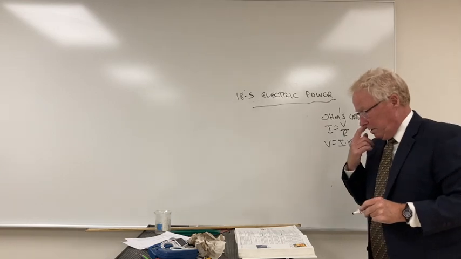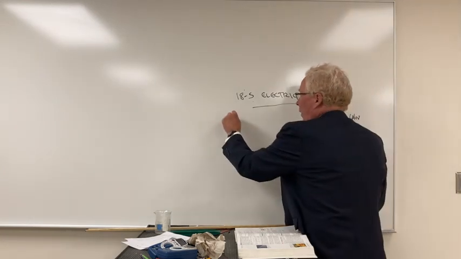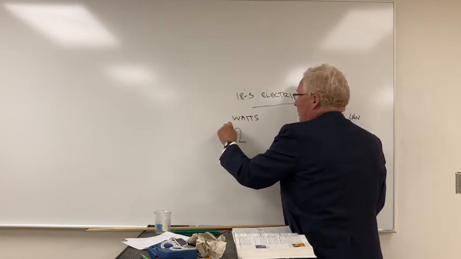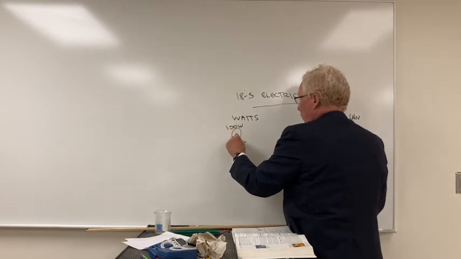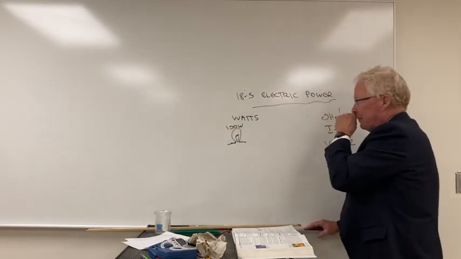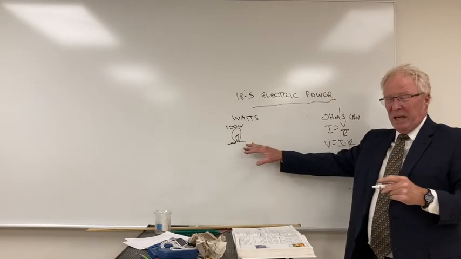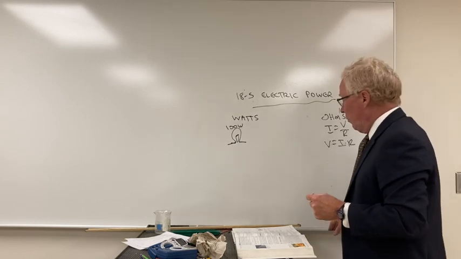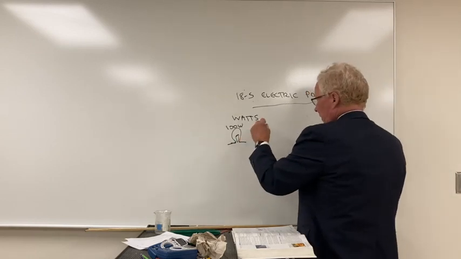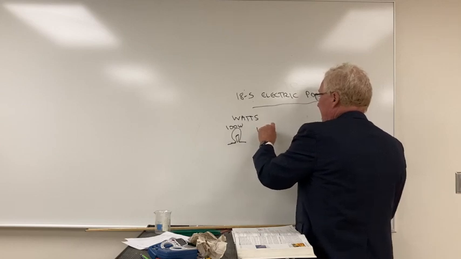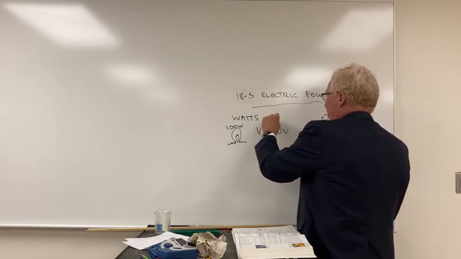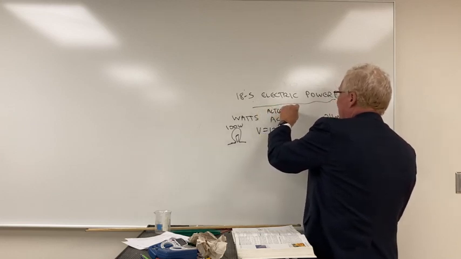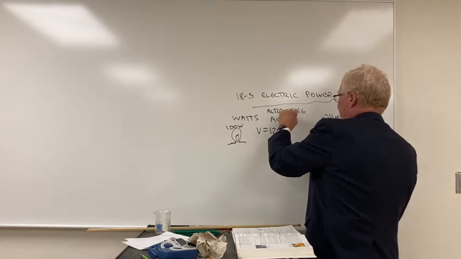Now electric power, and this will be measured in watts, right? So I have a 100 watt light bulb, right? And this is also related to lab three on electric power. And the way this works is most household circuits, the voltage is 120 volts. And it's what we call AC, or alternating current.